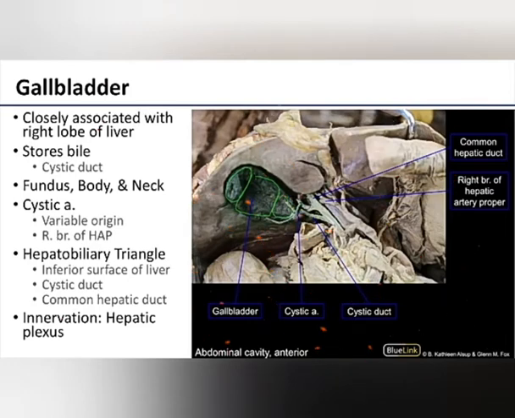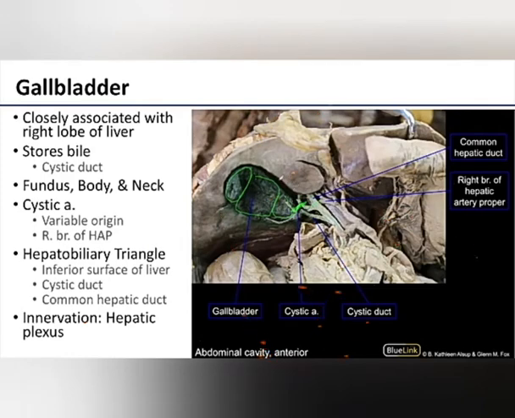The cystic artery is typically a branch of the right branch of the hepatic artery proper. It may also be a branch of the hepatic artery proper or a branch of the gastroduodenal artery, or may find its source from a variety of other vessels. That cystic artery is a very important artery to locate for the removal of the gallbladder, and it can reliably be found in the hepatobiliary triangle.